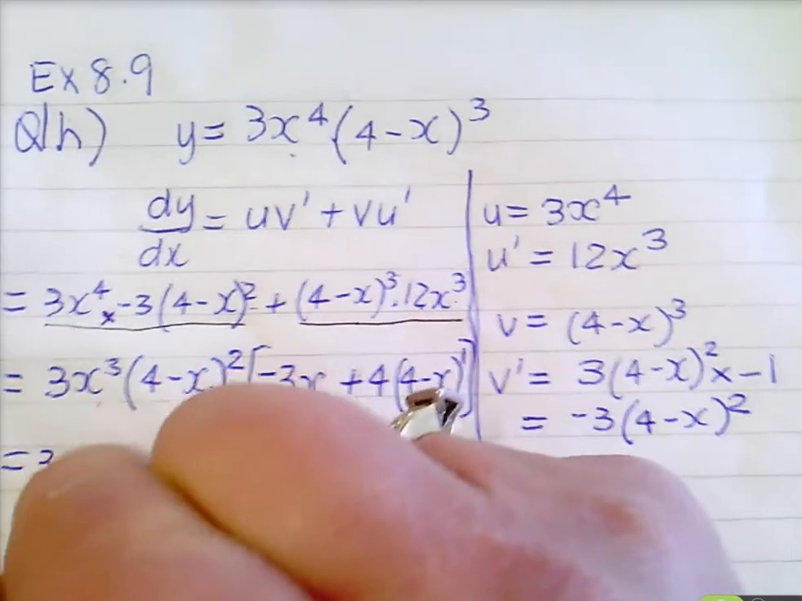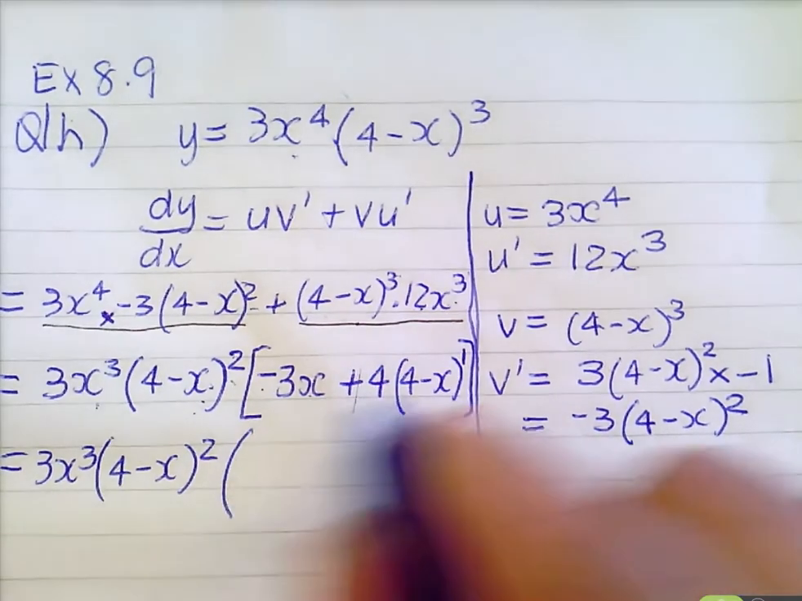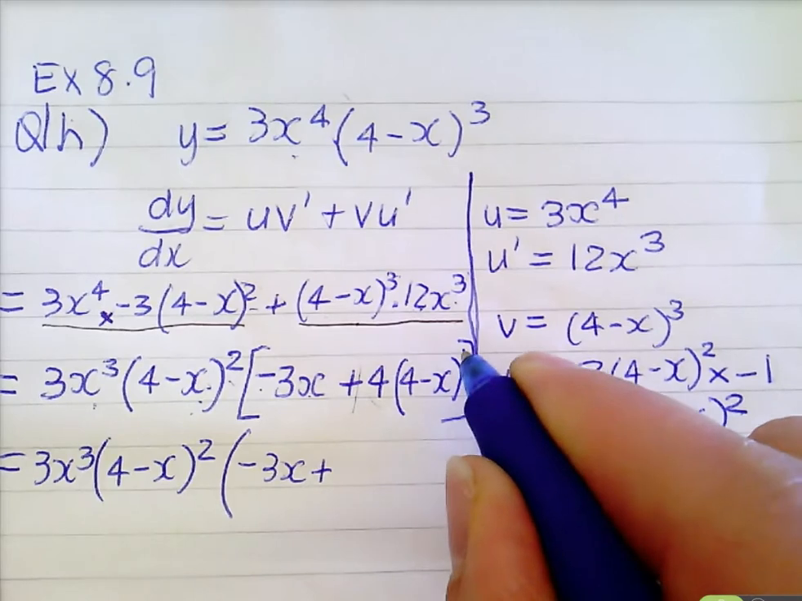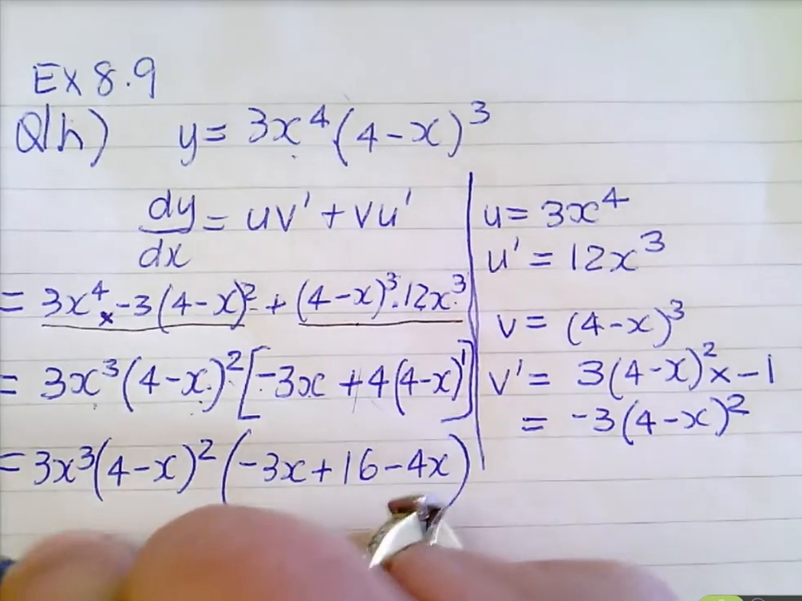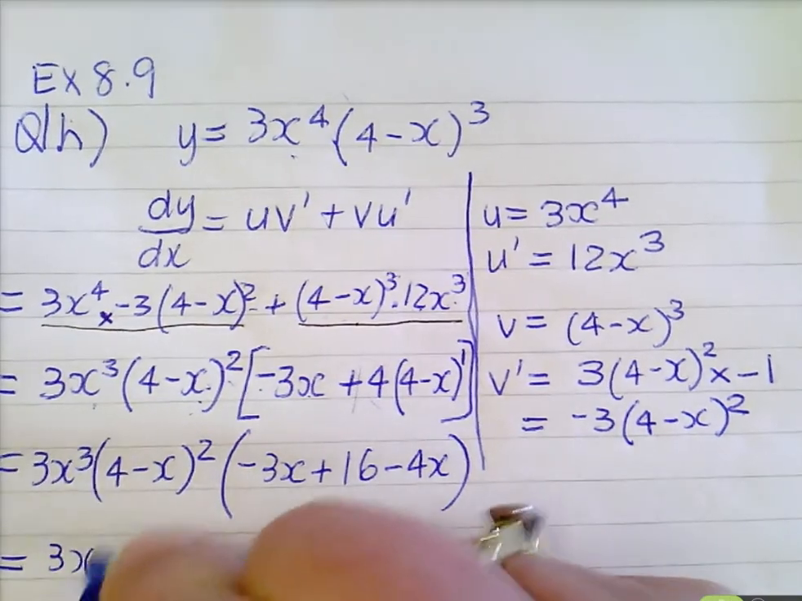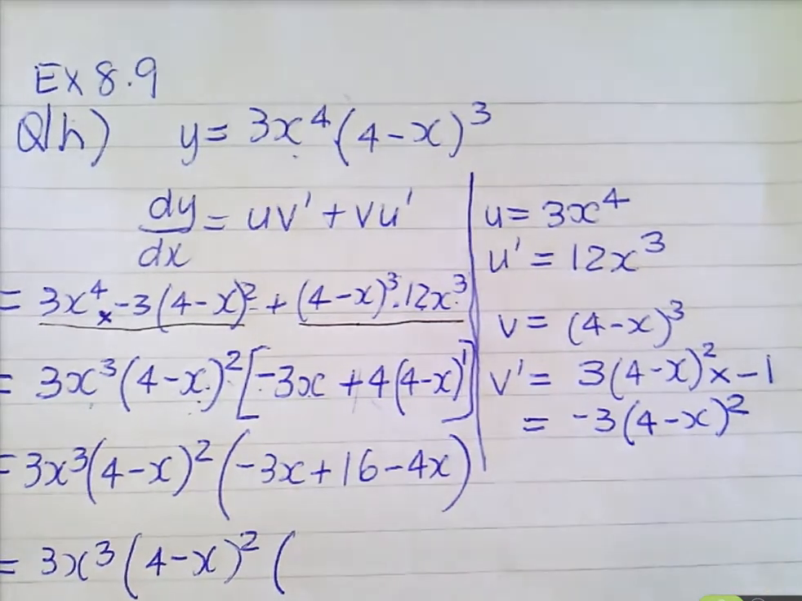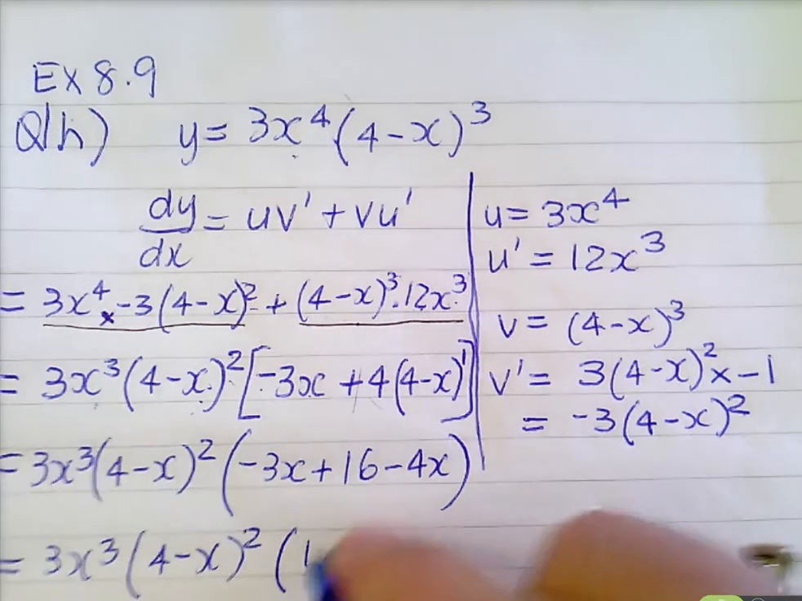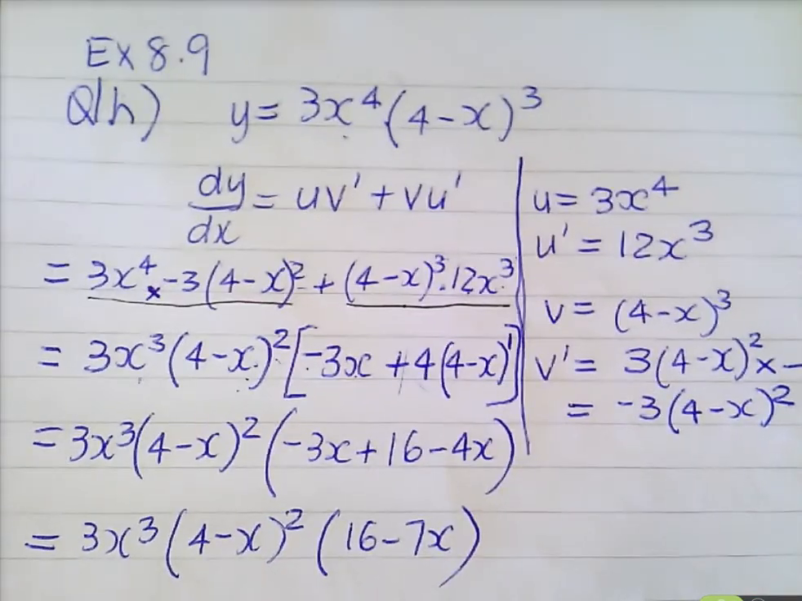So we've got 3x cubed, bracket, (4 minus x) squared, expanding this, minus 3x plus, that's to the power of 1, so you don't need it, plus 16 minus 4x, which is 3x cubed, bracket, (4 minus x) squared. How do you simplify that? Give me the positive. 16 minus 7x. Yep, that's it. And it can be written in that order, that's fine.